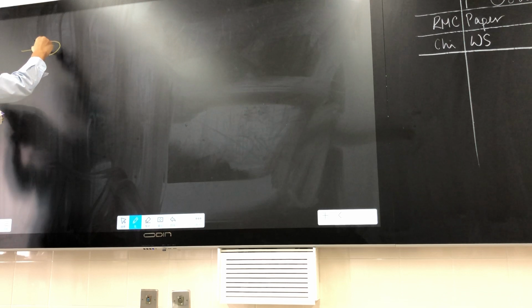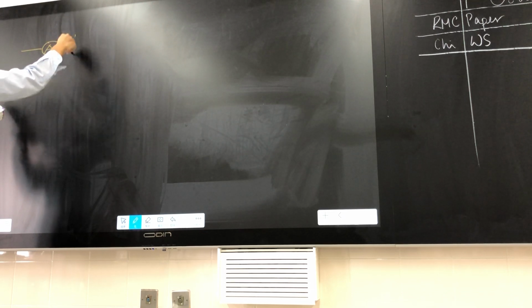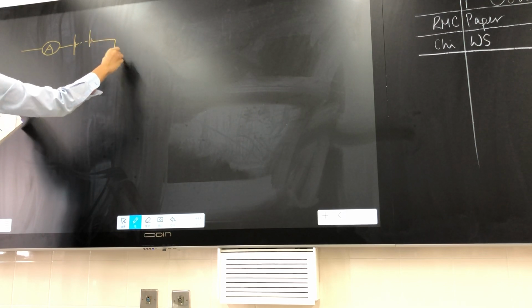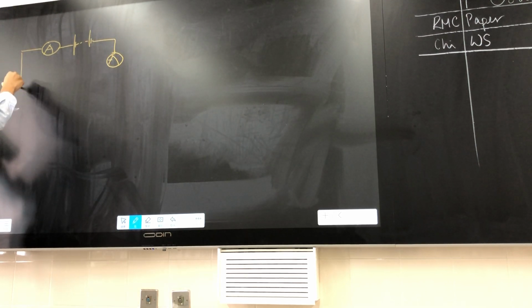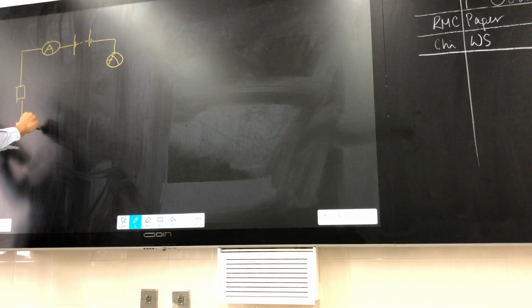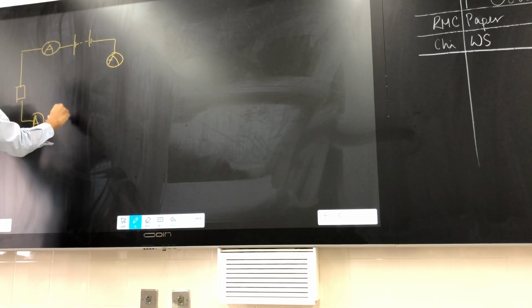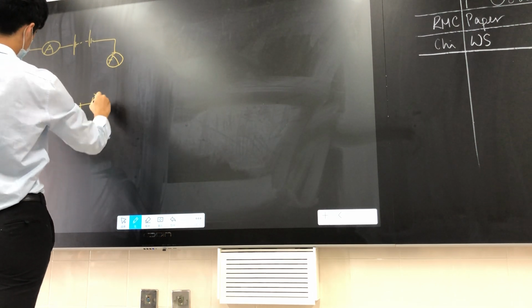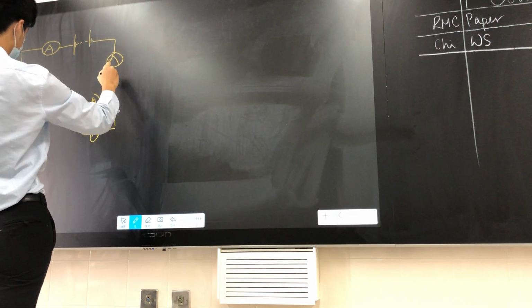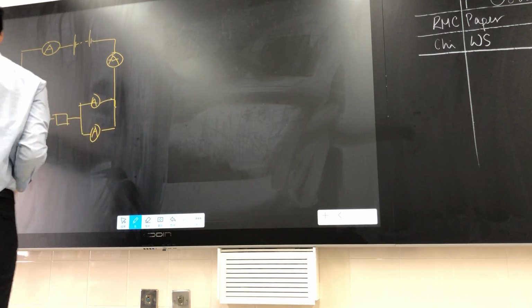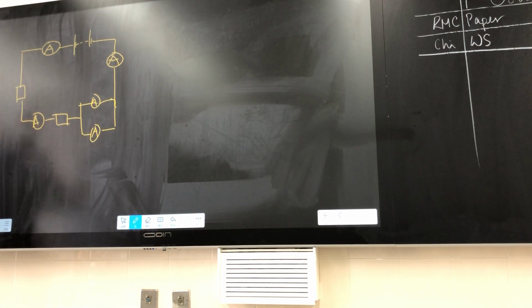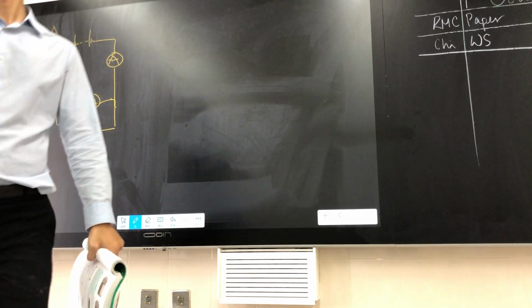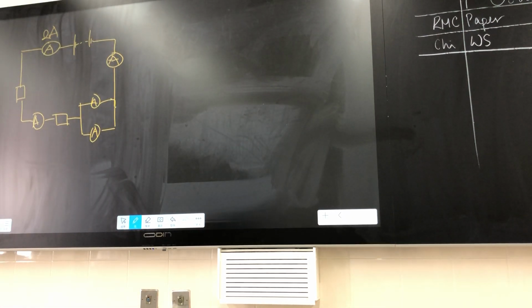Okay, so what's the device with the symbol A? Yes, the ammeter. Okay, so here is a device to measure the current, okay? And you need to state the unit of each current. Okay, so what's the value of I1?